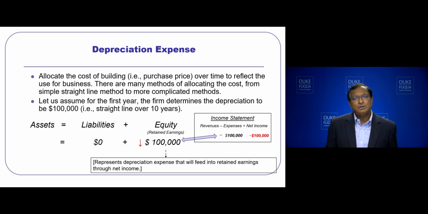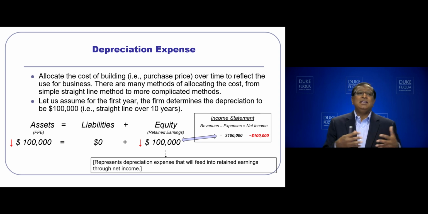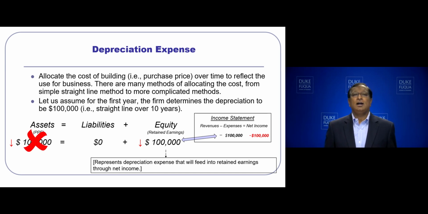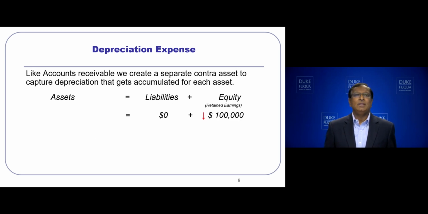Notice that there is also a decline in the value of the asset, so PP&E should decline as well by $100,000. But then we have many different assets. In our case, we have Building A and Building B, and we want to differentiate the original cost from the depreciation, so we do not reduce $100,000 from PPE directly. Instead, you guessed it, we'll be creating a separate contra asset account like accounts receivable so that we can capture the depreciation that gets accumulated for each asset separately.